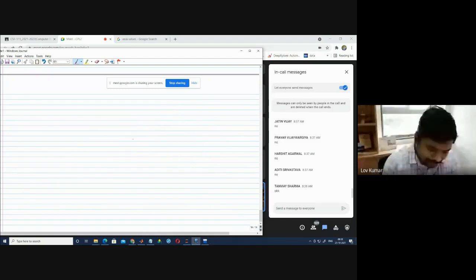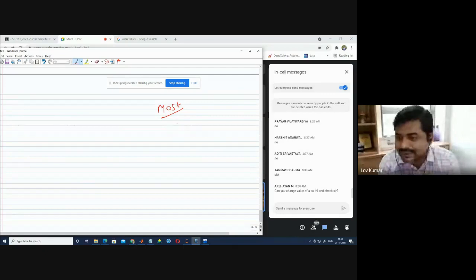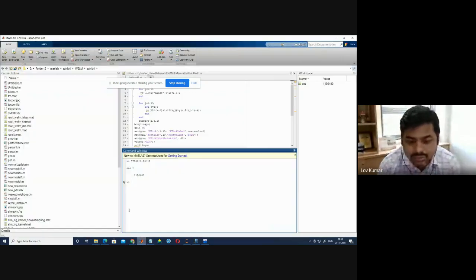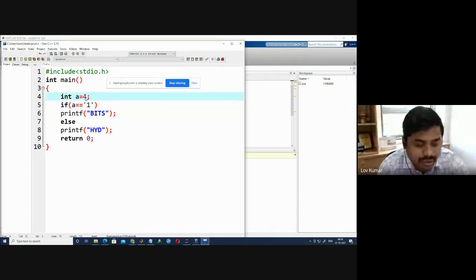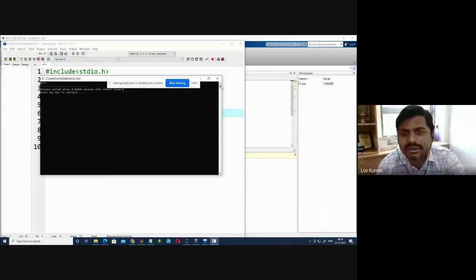Now the next most important part, the size of integer. Normally the size of integer. Value of A as 49. Can you please check the value? A as 49, what do you want to check? So you make it A equal to 49. Compile and run.